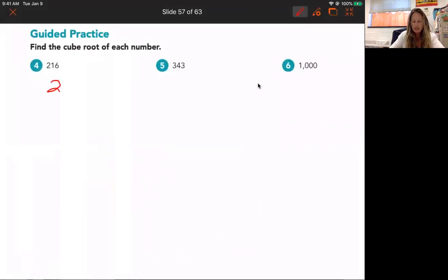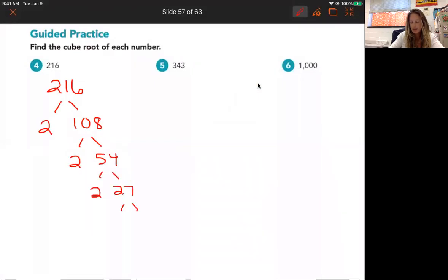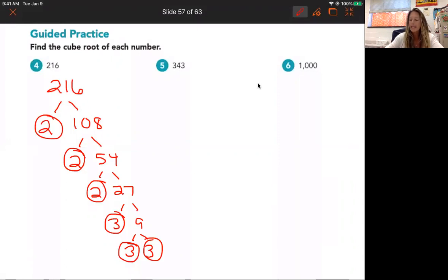Let's do 216 first. We're going to do our prime factorization, and I'm going to do 2 and 108, and I'm going to do 2 and 54, and I'm going to do 2 and 27, and then I'm going to do 3 and 9, and I'm going to do 3 and 3. So right here, 2 is prime, 2 is prime, 2 is prime, 3 is prime, 3 is prime, 3 is prime. I need to split it up into 3 identical groups in order to get to 216.